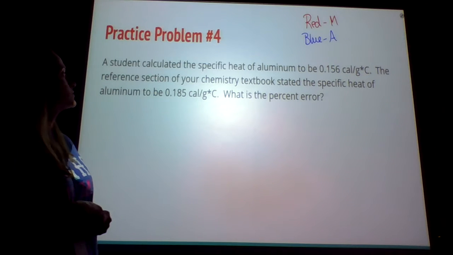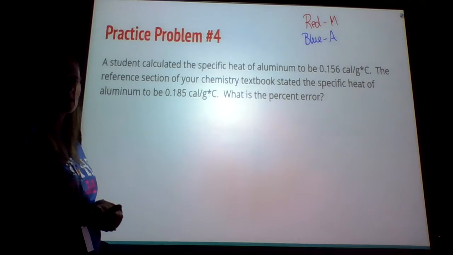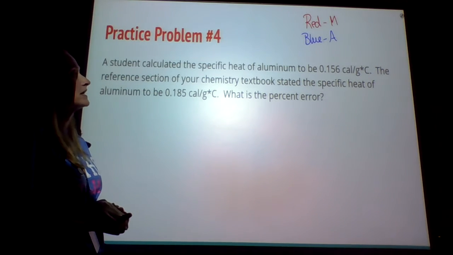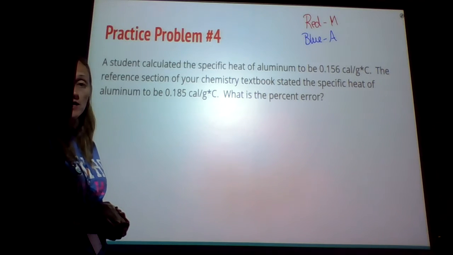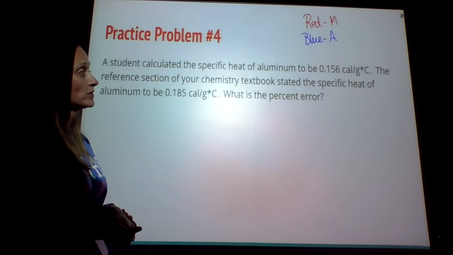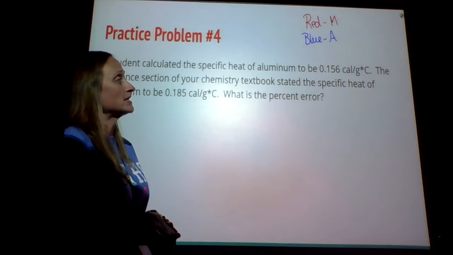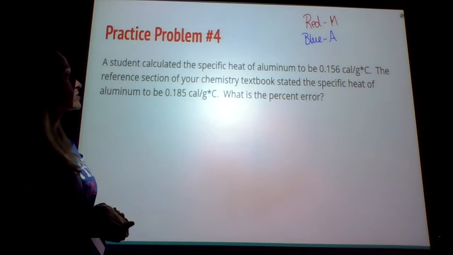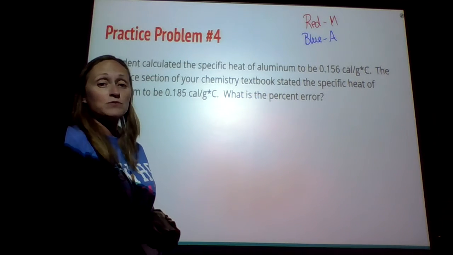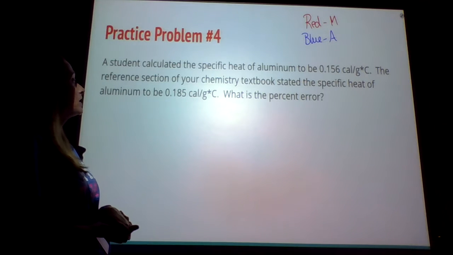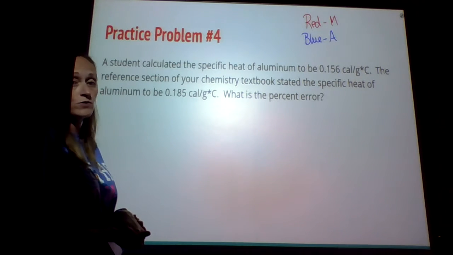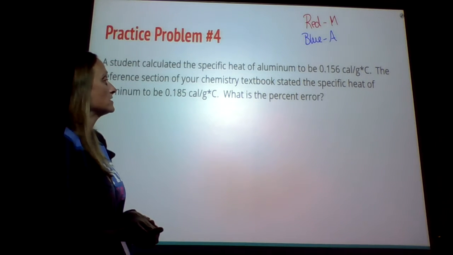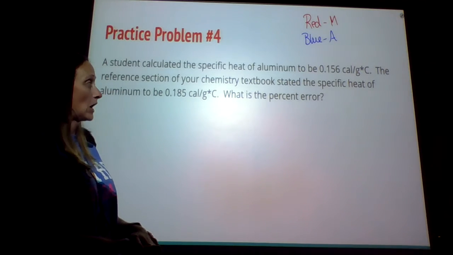Okay, with practice problem number 4, a student calculated the specific heat of aluminum to be 0.156 calories over grams times degrees Celsius. The reference section of your chemistry textbook stated the specific heat of aluminum to be 0.185 calories over grams times degrees Celsius. What is the percent error?